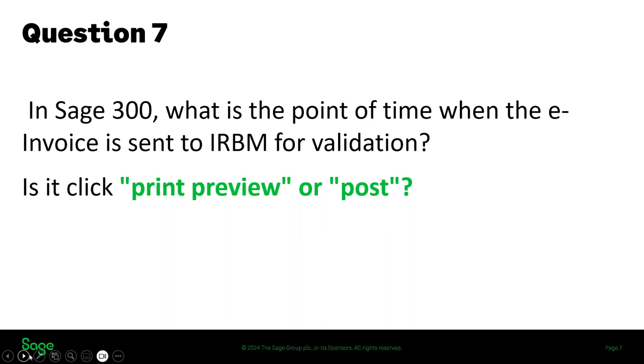In Sage 300, what is the point in time when the invoice is sent to IRBM for validation? Is it click print to view or post? Let me answer that. The validation happens when you come into the e-invoicing module and hit send. It is not done at the time when the invoice gets printed or previewed. It is a separate process that you have to go through.